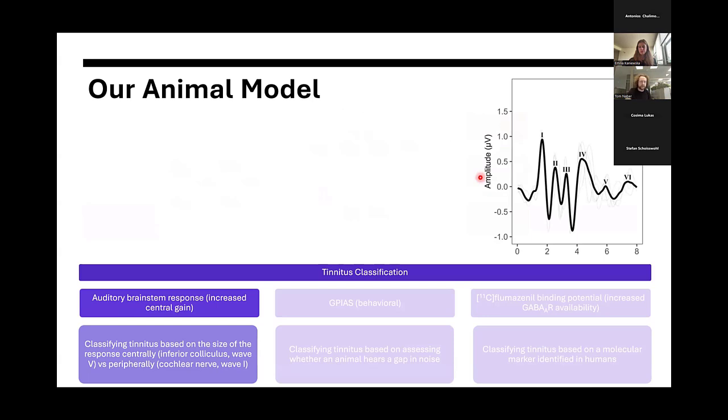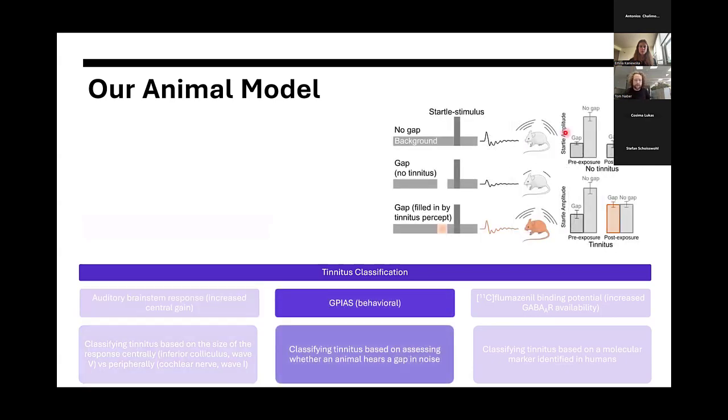So the first is using the auditory brainstem response. Here we're looking at the amplitude of wave 5, which corresponds to activity of the inferior colliculus, and compare it to the activity of wave 1, the activity of the cochlear nerve. So we're looking at the central response to a sound stimulus relative to the peripheral input as a measure of central gain.